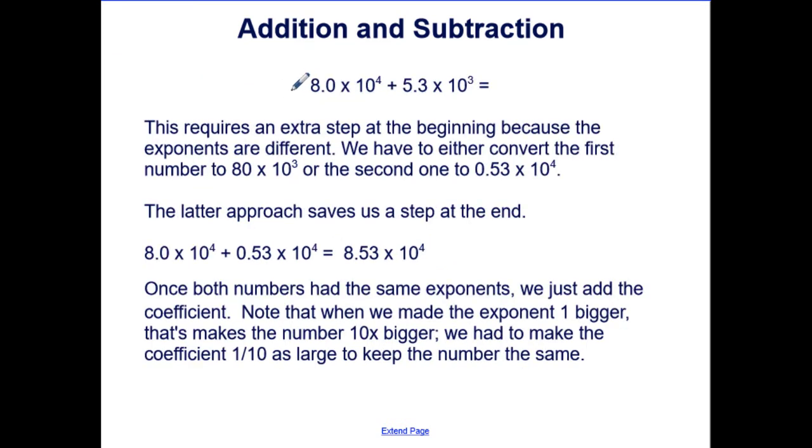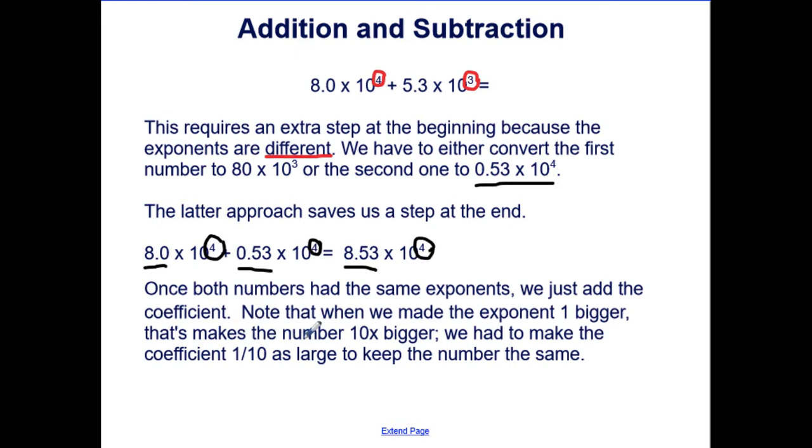This problem here, 8.0 times 10 to the fourth plus 5.3 times 10 to the third, requires an extra step at the beginning because the exponents are now different, right? We have a 4 and we have a 3. So we either have to convert the first number to 80 times 10 to the third or the second one to 0.53 times 10 to the fourth. Either will work, but the latter saves us a step at the end. So we're going to change the second number to have an exponent of 4. So now we can just add the coefficients, 8.0 and 0.53, to get 8.53, and they both have that same exponent of 4.